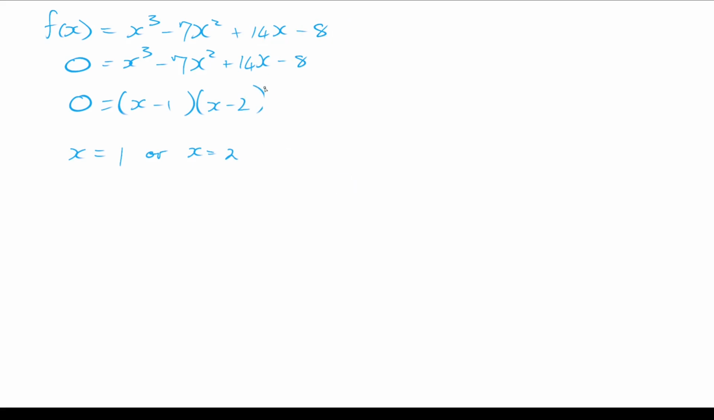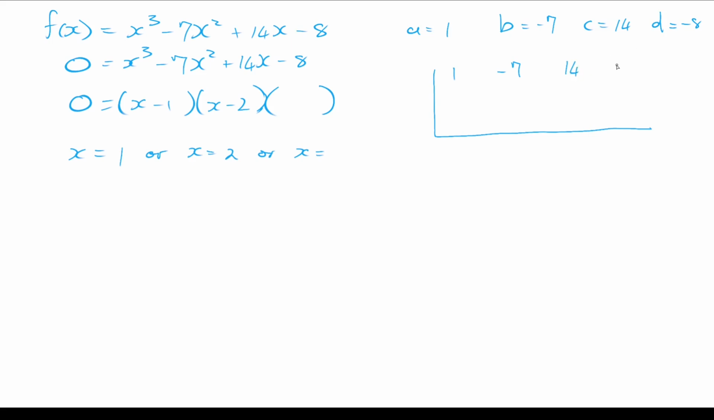So now we know we need another bracket over here, but we don't yet know what it is. So we're going to use synthetic division. My a is equal to 1, my b equals -7, my c equals 14, and my d equals -8. So I put them in a box: 1, -7, 14, and -8. Then I choose one of these. Let's choose 1. I think 1 is going to be easy.